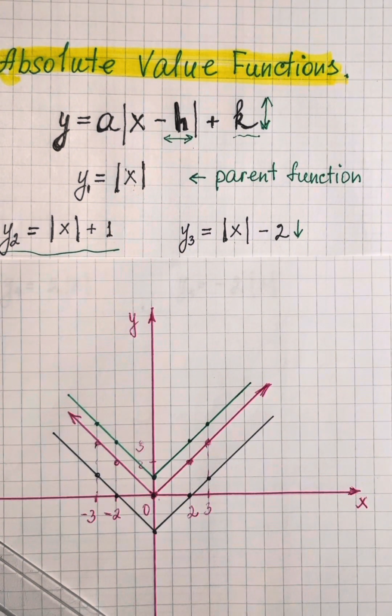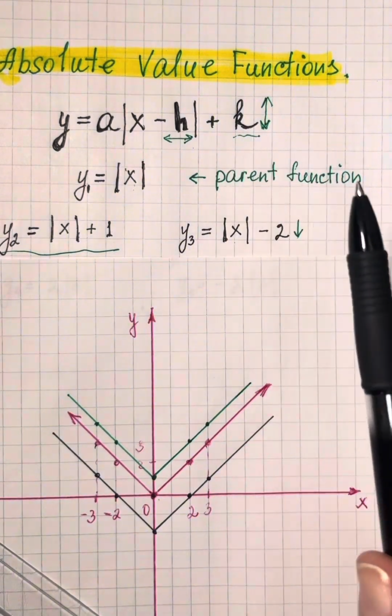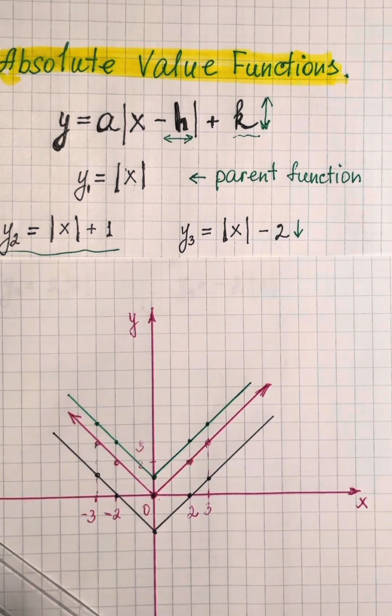All right, so now we're going to analyze the next one. Besides vertical shifting, the graph can shift horizontally, as we understand.